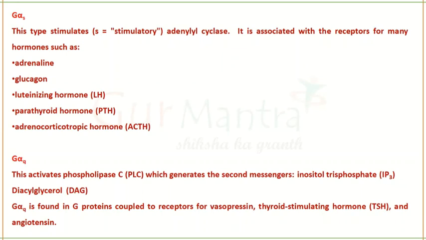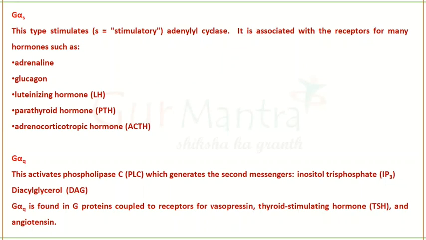This will activate the enzyme called adenylate cyclase. Okay, and for this particular receptor, what are the different ligands? It can be adrenaline, glucagon, luteinizing hormone, parathyroid hormone, adrenocorticotropic hormone. These are the hormones which can bind to your G protein coupled receptor and stimulate and activate the GS alpha.